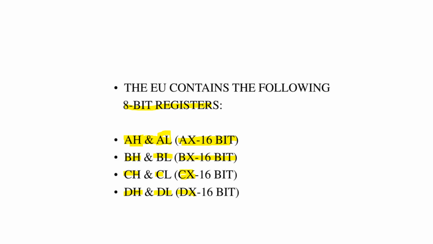Whereas CX and DX are special registers. CX is used mainly for counting purposes. If you want to do some operation n number of times, that n value will be stored in the CX register. Similarly, DX does a special operation, which can be used for multiplication and division operations.